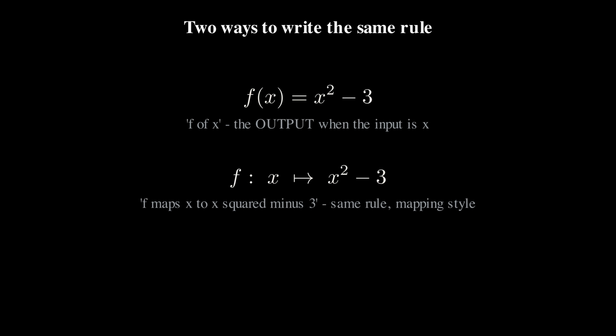To evaluate, just replace the placeholder. f of 4. Put 4 where the x sits. 4 squared minus 3 is 13. f of 0. 0 squared minus 3 is minus 3. Whatever's in the bracket goes everywhere x was.